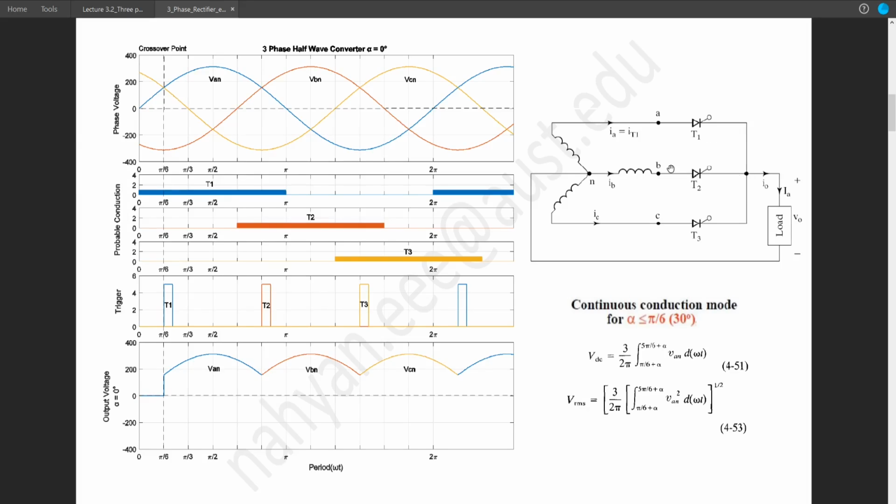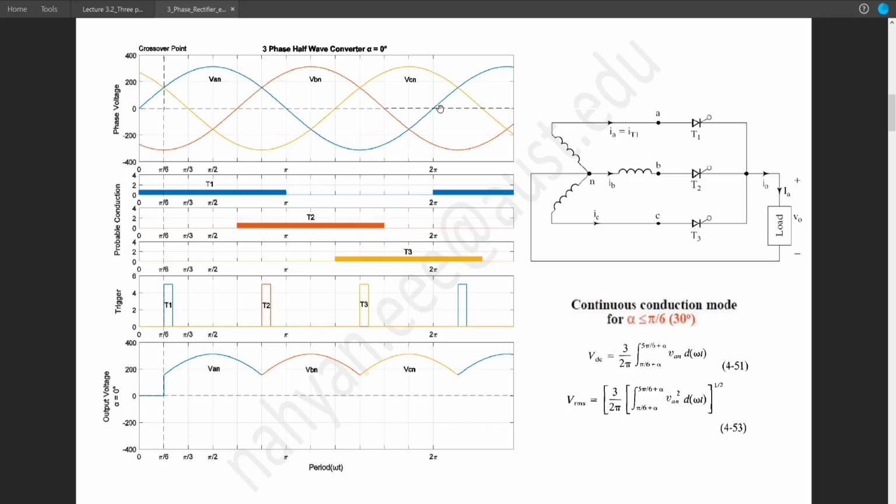Here phase A, B and C are connected to the load through thyristors T1, T2 and T3, and the negative side of the load is connected to the neutral. So at any given point, the maximum load voltage will be the value of phase voltage. So these are the input phase voltages of a three-phase star connected ABC sequence.